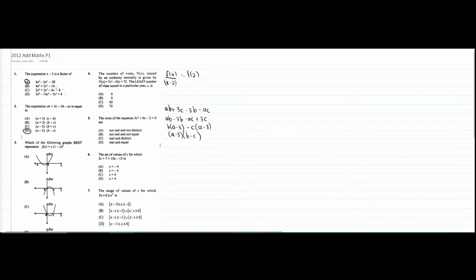Which of the following graphs best represents f of x is equal to x into 1 minus x? So we know that x into 1 minus x is x take away x squared, which has a negative x squared. So now there's a sad face with a maximum point. So it could either be B or D.